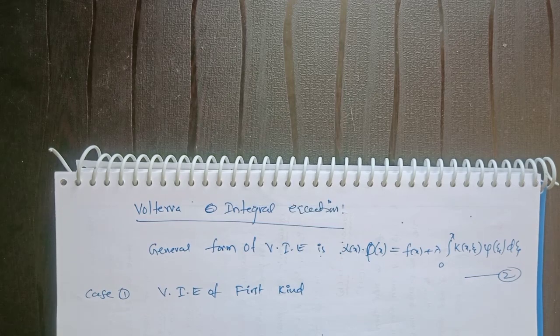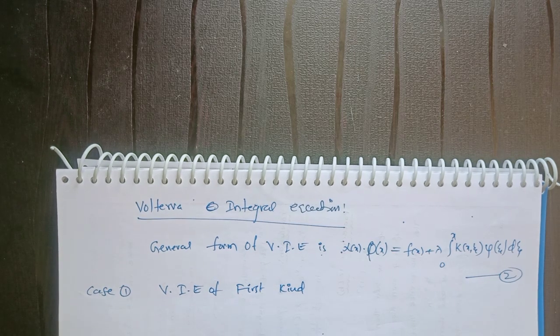Now the integral equations, here we discuss two types particularly. One is the Volterra integral equation, the second one is the Fredholm integral equation. First I am defining what a Volterra integral equation is. An integral equation is said to be a Volterra integral equation if the upper limit of integration is variable.